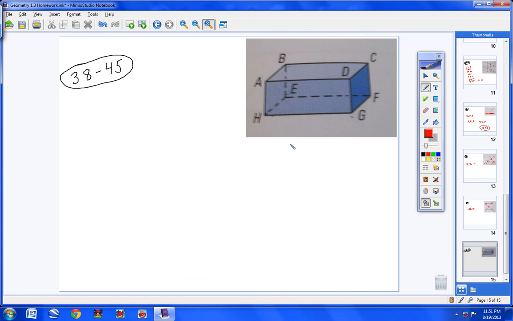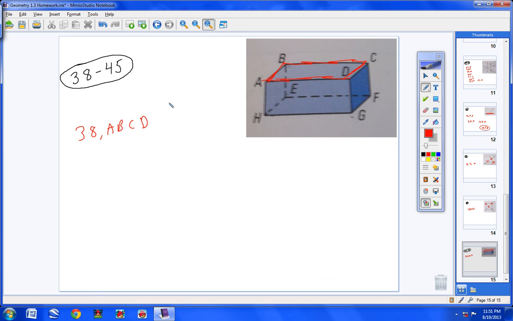All right, number 38. The directions state, name a point that is coplanar with the given points. So, this is going to be pretty interesting. Pay attention. For number 38, they gave us A, B, and C. So here's A, here's B, and here's C. So there's the plane. What other point lies in that plane? Yep, you got it. D. That's exactly right. All right, let's continue on.